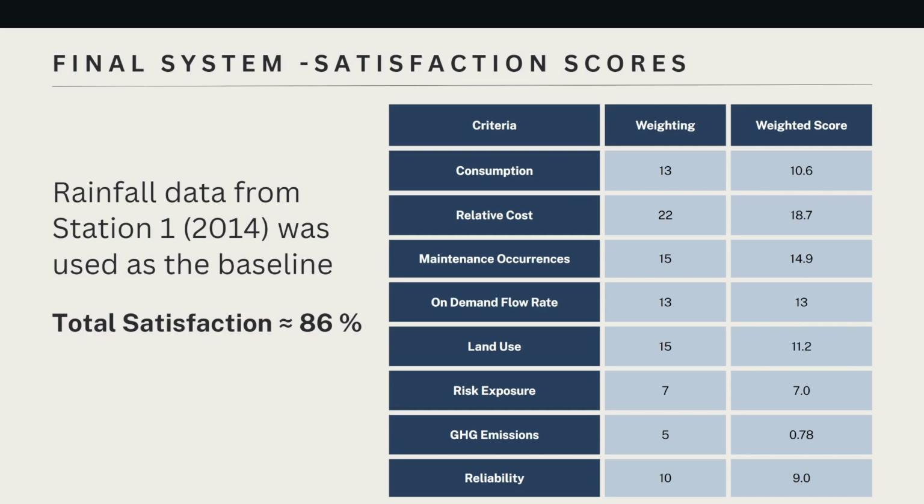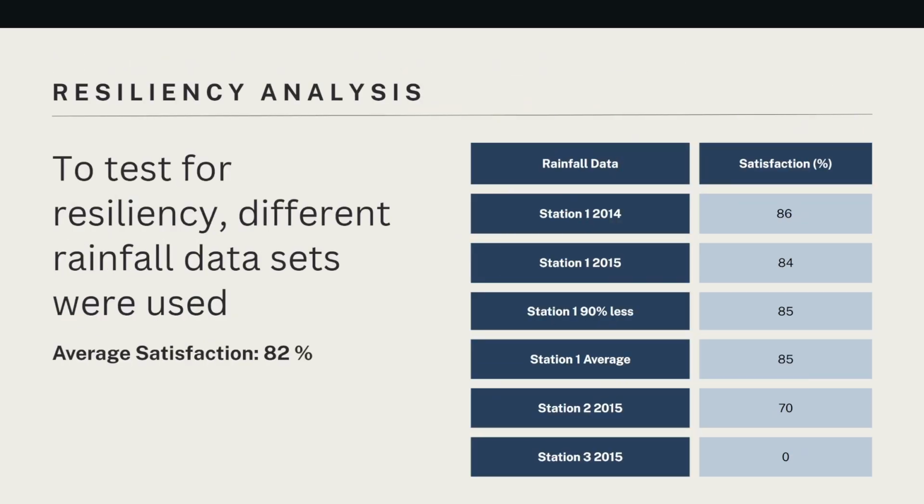Our recommended system performs notably well in cost, maintenance, risk, reliability, and consumption. While it does fall short in GHG emissions, the benefits that the other criteria have eliminate any risk of stakeholder dissatisfaction. As mentioned before, we did conduct a resiliency analysis on our system. We used different rainfall data sets, as you can see on the right, and found their corresponding satisfaction scores.